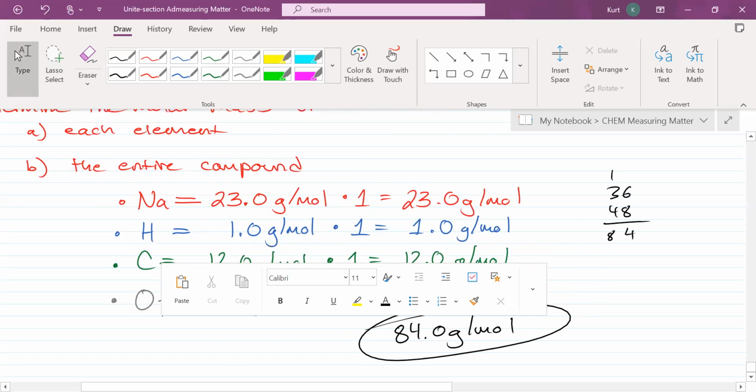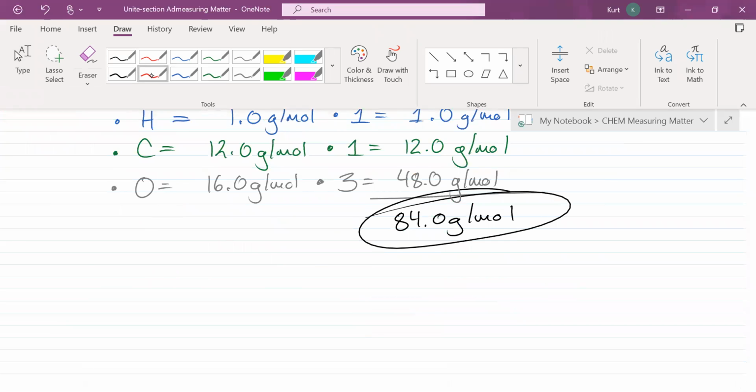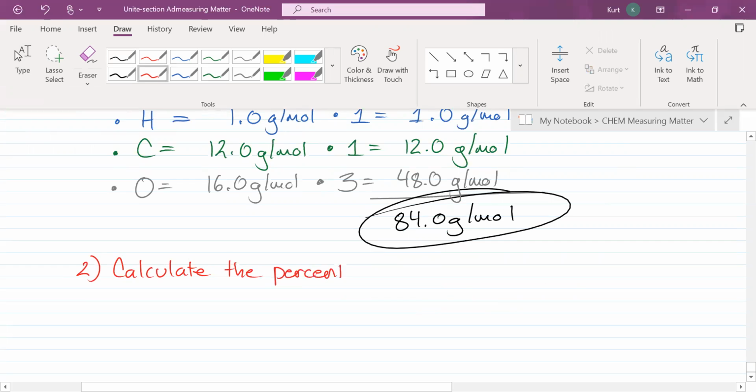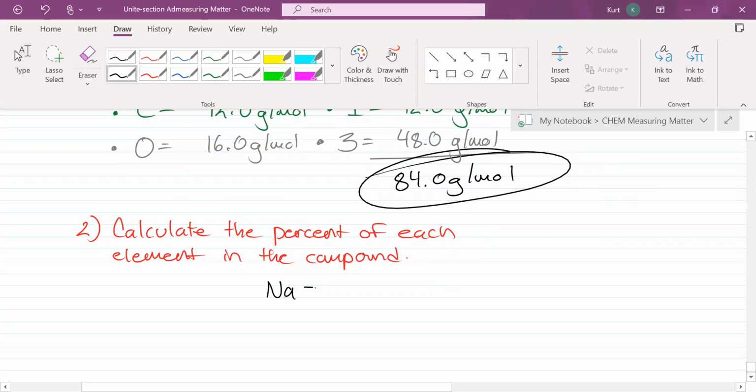I want you to determine what percent each element is of the total. So this is step 2: calculate the percent of each element in the compound. Okay, so for sodium, sodium is 23.0 grams per mole divided by 84 grams per mole.